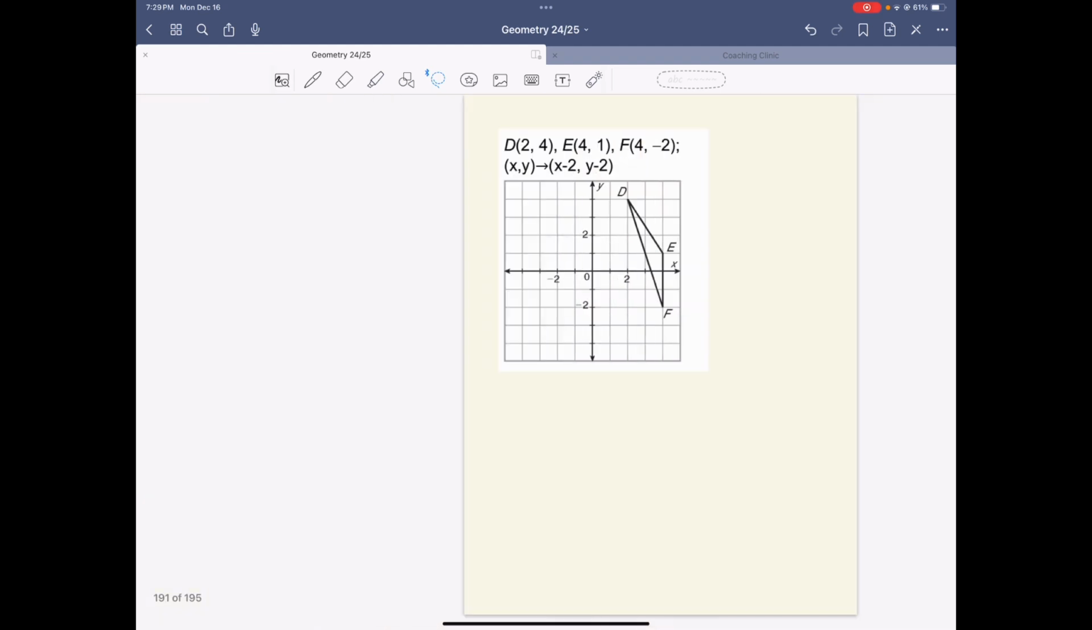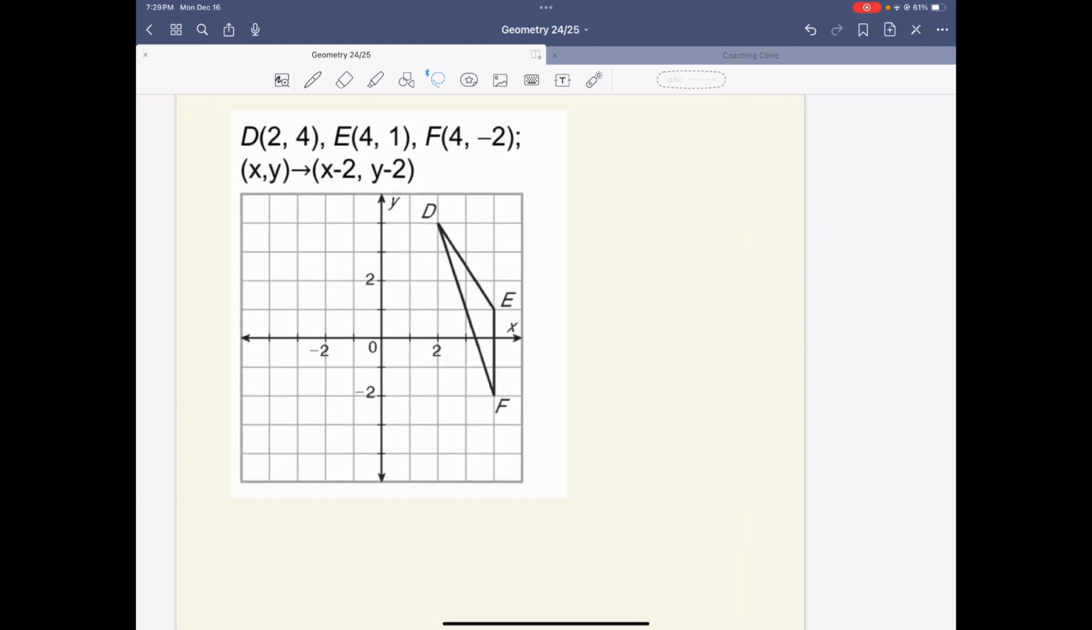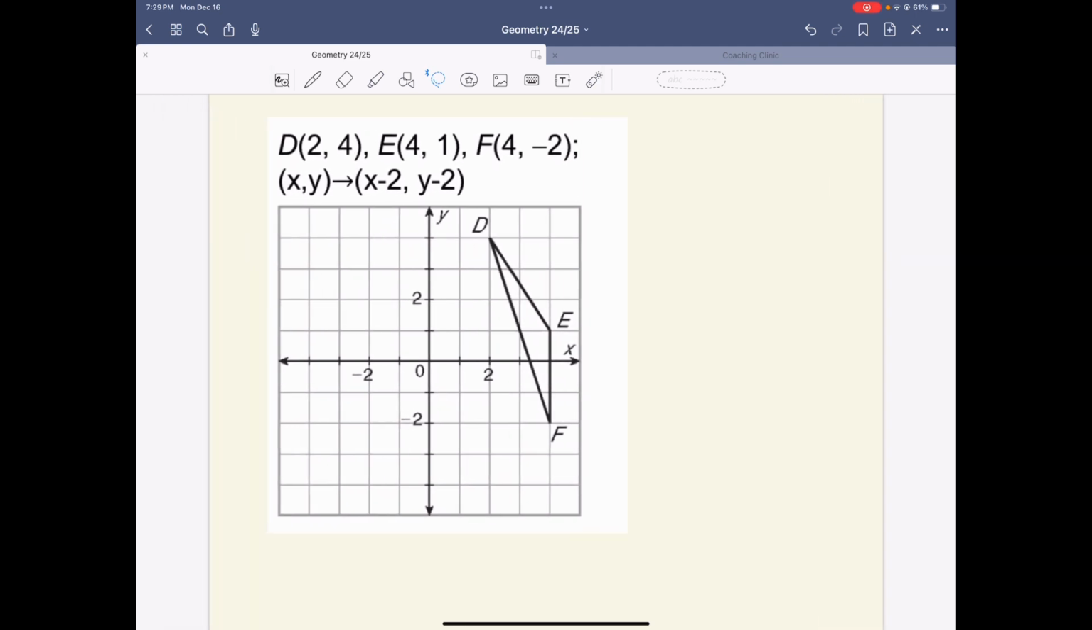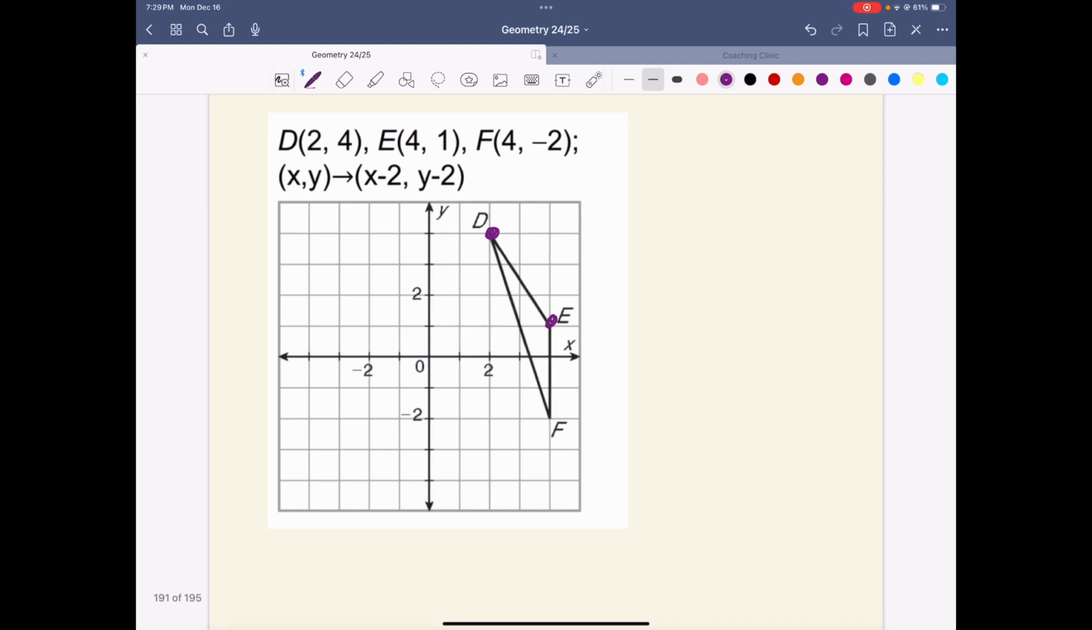So let's look at a couple of quick examples. Let's say that we have this triangle with locations of 2, 4 for my D value, my E value is at 4, 1, and my F value is at 4, negative 2. We're going to take this graph and translate it by subtracting 2 from my x value and 2 from my y value.